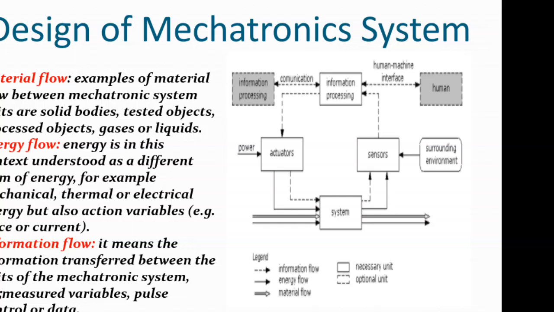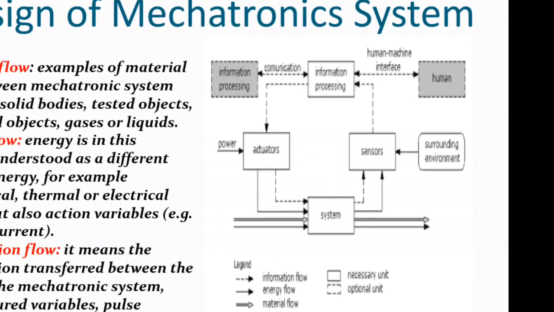Third one, information flow. It means the information transferred between the units of the mechatronic system, for example, measured variables, pulse control, or data. So if the measured variables or the pulse control or some data flow in the system, then it is an information flow type of mechatronic system.